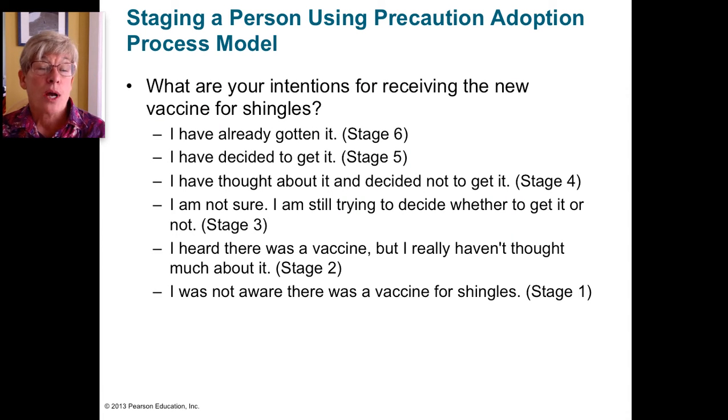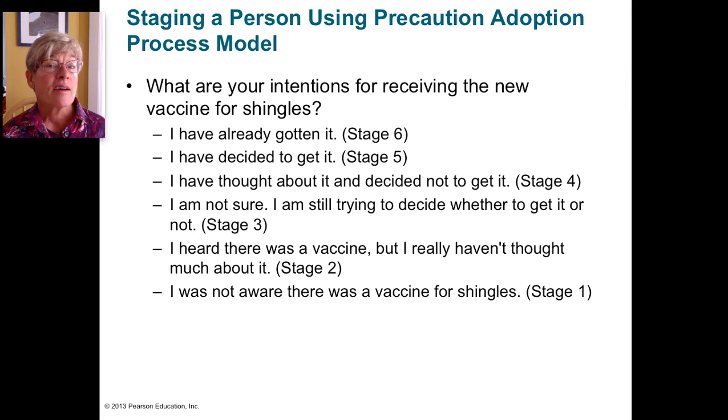So again, we have the process of staging someone using this precaution adoption model. And you look at the example of intentions for receiving the new vaccine for shingles. And so different questions can help to stage people. If they've already gotten it, bingo, they're in stage 6. I've decided to get it, they're in stage 5. I've only thought about it and decided not to get it. That's the decision to not act. I'm not sure, stage 3, I'm trying to decide. Oh, I heard there was a vaccine, but I haven't really thought much about it, stage 2. I didn't know there was a shingles vaccine, stage 1.